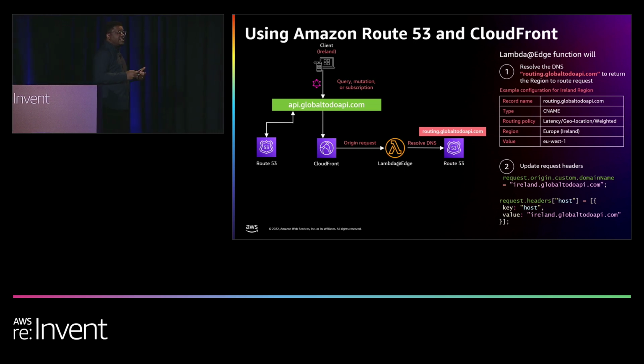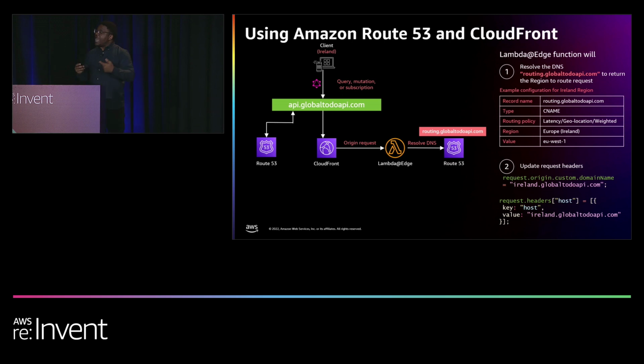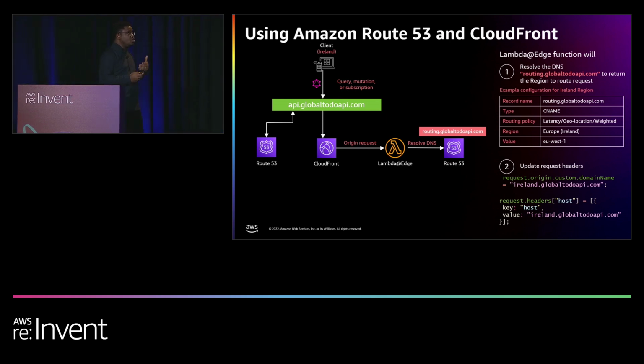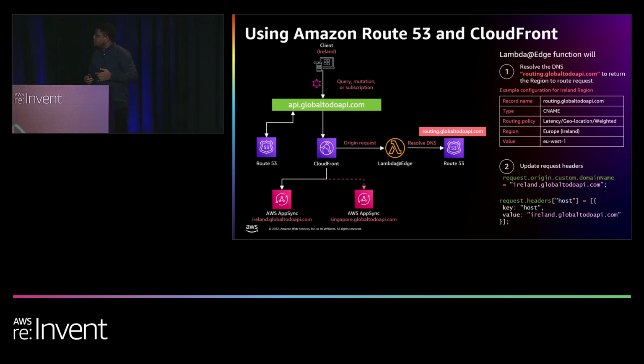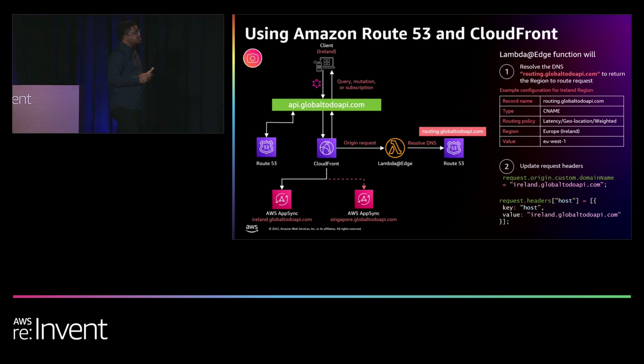The second thing the Lambda@Edge will do is to update the headers of the request. So here, there are two updates that need to happen. The first one is the request origin custom domain, and also the host headers need to be updated with the custom domain of the AppSync endpoint in the Ireland region. These two updates are really important because this is what will enable you to support queries, mutations, and subscriptions. And with that, the request will be routed to the Ireland region, and then the response back through CloudFront back to the client as well.